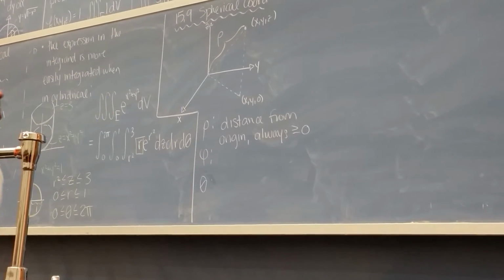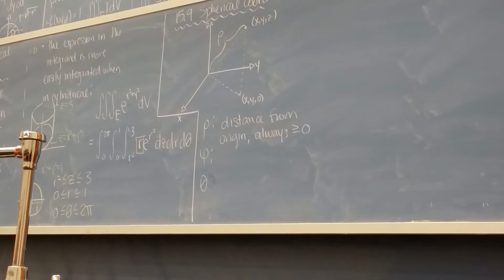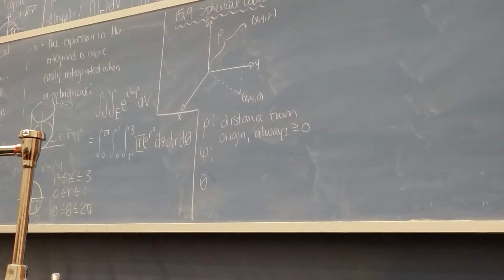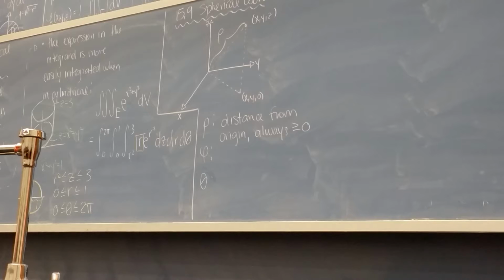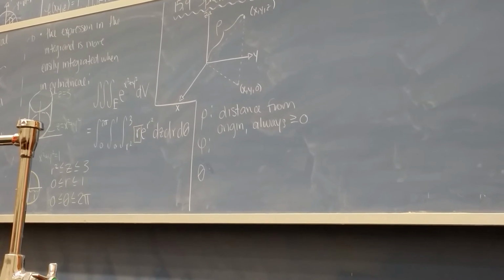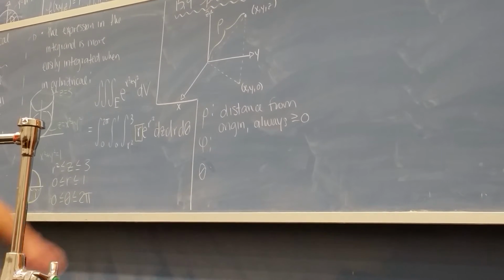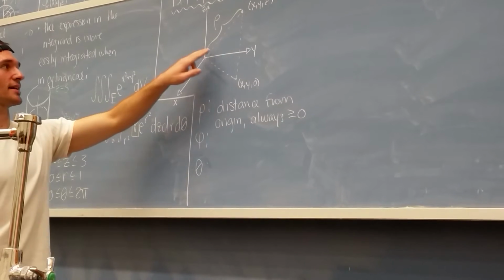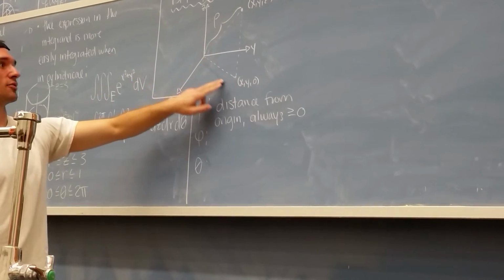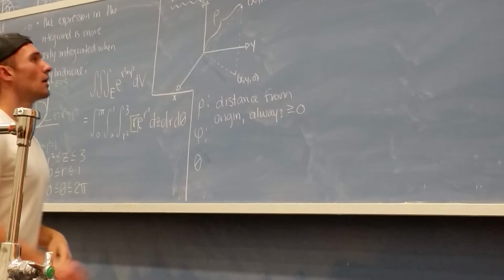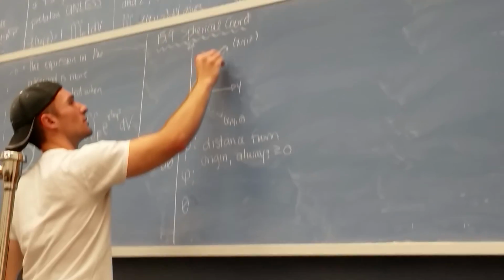Is this the diagonal? This is like the hypotenuse of a right triangle, so it's longer than this side. I'll put it down here.